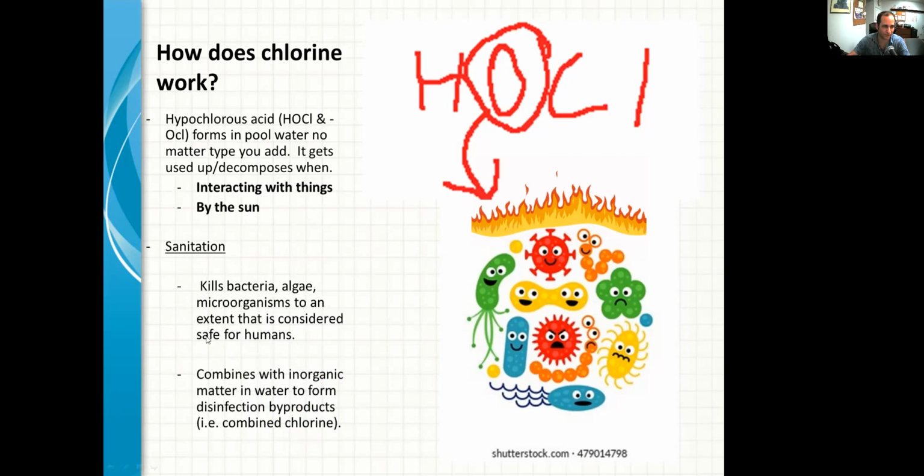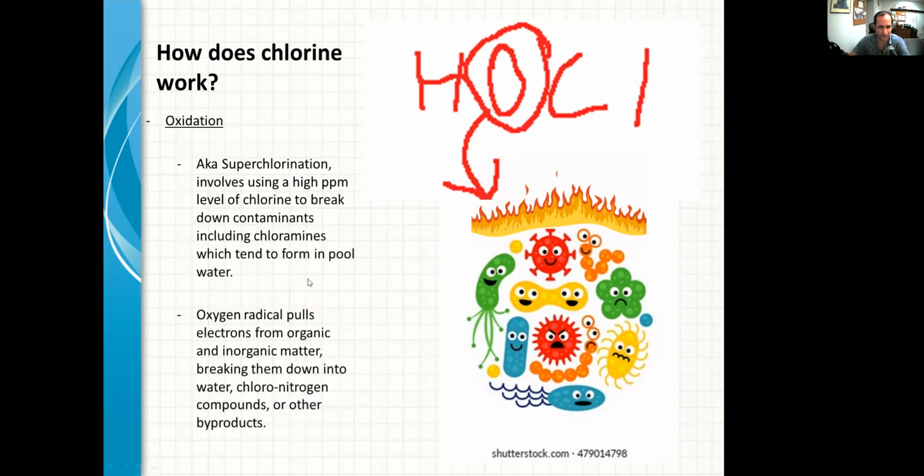During that process of sanitation, there's a side reaction where the chlorine gets combined with inorganic nitrogen compounds, and it forms chloramines, or disinfection byproducts, which are measured as combined chlorine. They're called chloramines because they're amines with a chlorine that attaches to them. So they form these chloramine compounds.